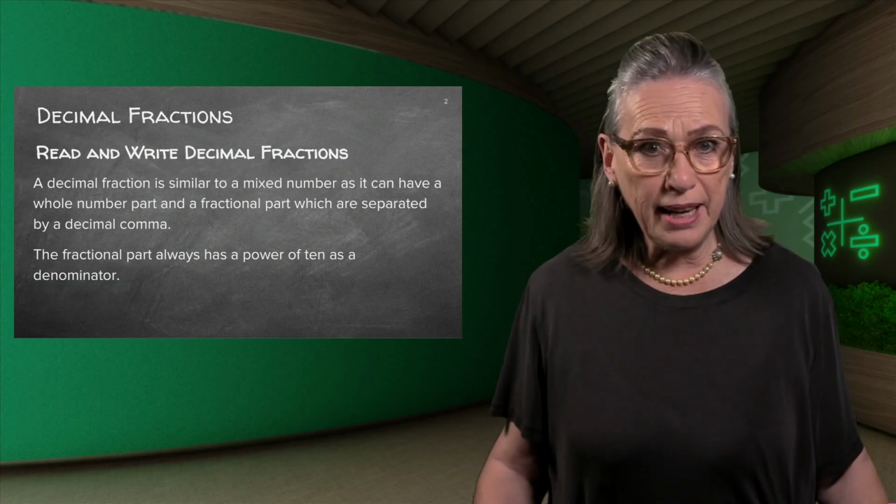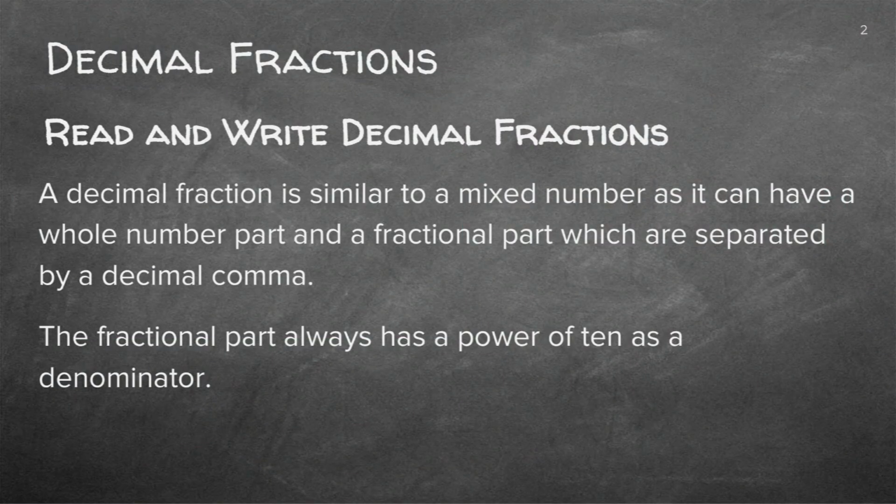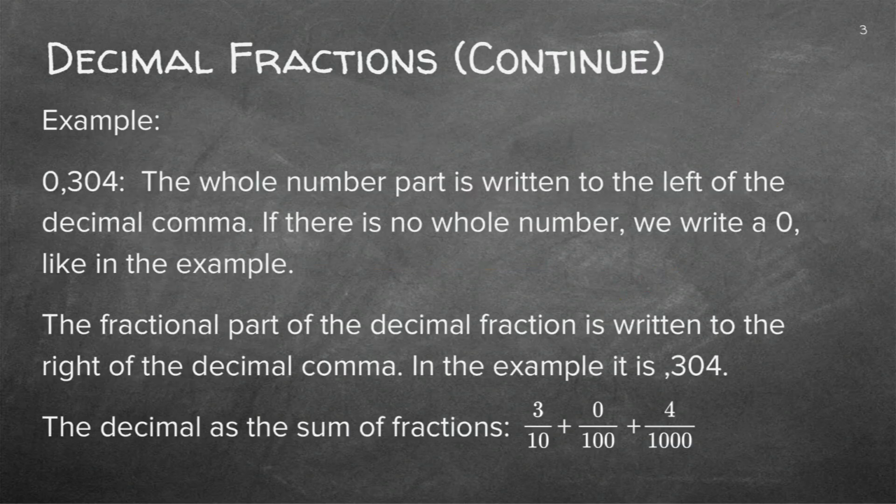Now, a decimal fraction is similar to a mixed number. Remember, a mixed number is like 1 and a half, for example, okay? A decimal fraction is similar to that, as we can have a whole number part as well as a fractional part, which is separated, in this case, by a decimal comma. Like instead of 1 and a half, it's going to be 1,5. Okay. The fractional part always has a power of 10 as its denominator.